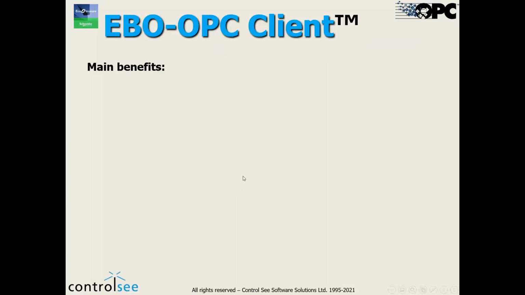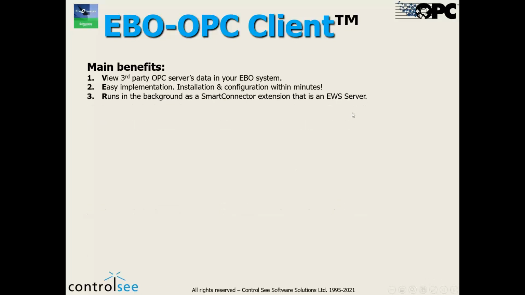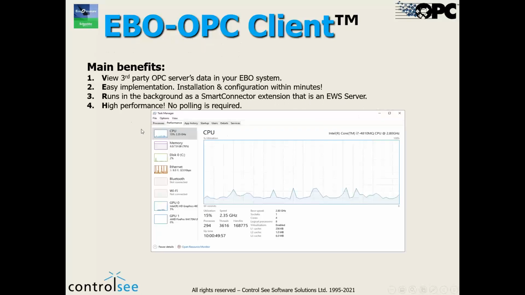So what are the main benefits of the EBO OPC client? You can view third-party OPC server data in your EBO system. The implementation is easy. The installation and configuration is done within minutes. It runs in the background as a SmartConnector extension that is an EWS server. It offers high performance, again, because there is no polling.